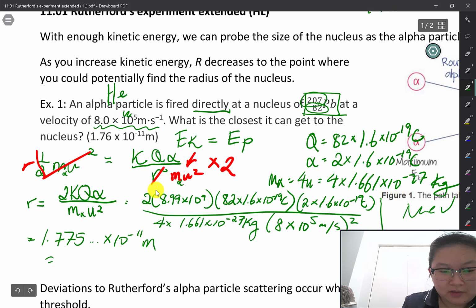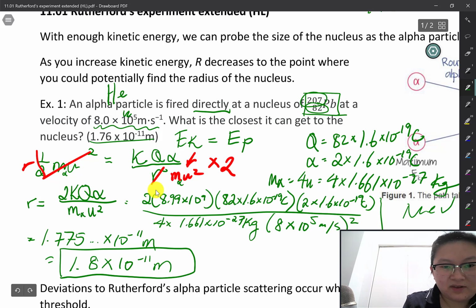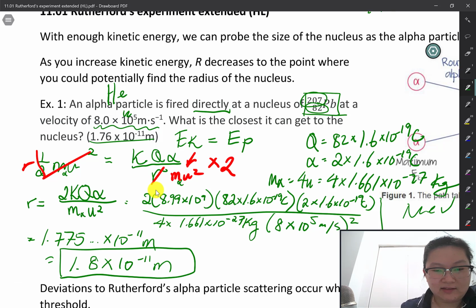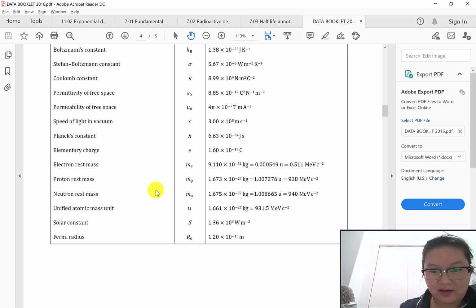Rounding off to about 2 significant figures, this is 1.8 times 10 to the power of negative 11 meters. So notice there's a bit of a deviation from the answer, and I think the reason why is us using the unified atomic mass unit.